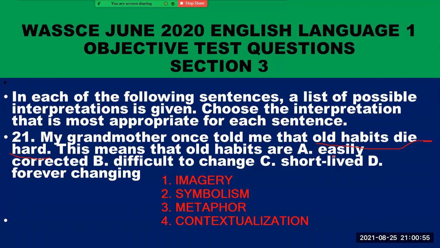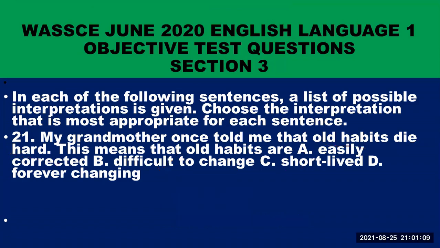Option A, easily corrected, no. B, difficult to change, yes. Of course, you can see how we were able to figure out the meaning. Now, option C, short-lived, no. D, forever changing, no. Okay, so let's now go to section 4.